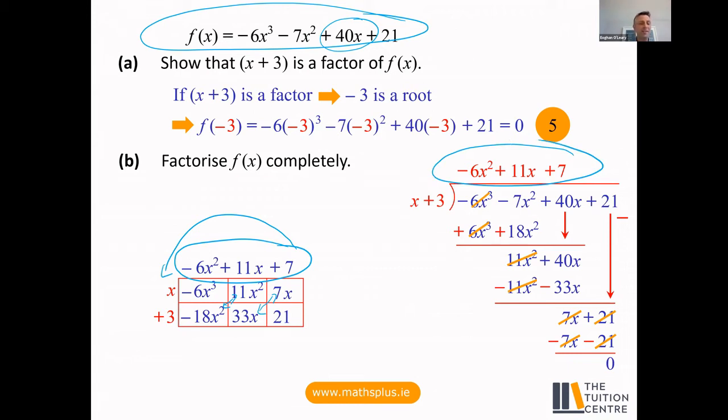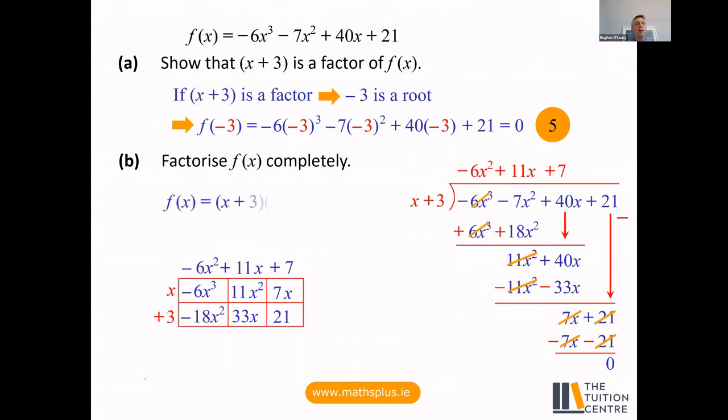Whichever way you did it, if you're on track, you now know that your function, which was a cubic function, can now be written as x plus 3 times minus 6x squared plus 11x plus 7. So that's my linear times my quadratic.